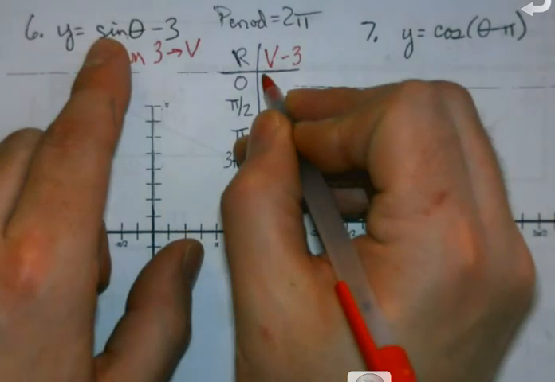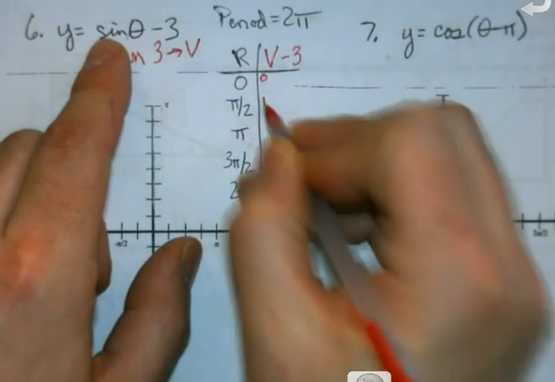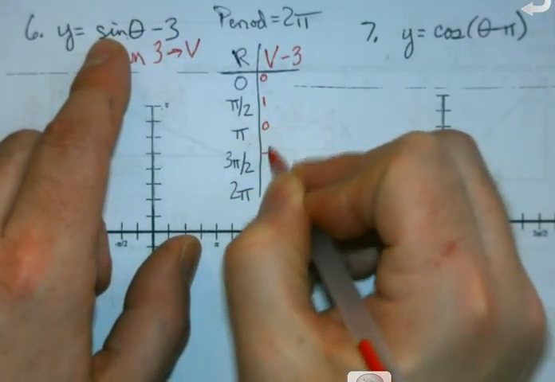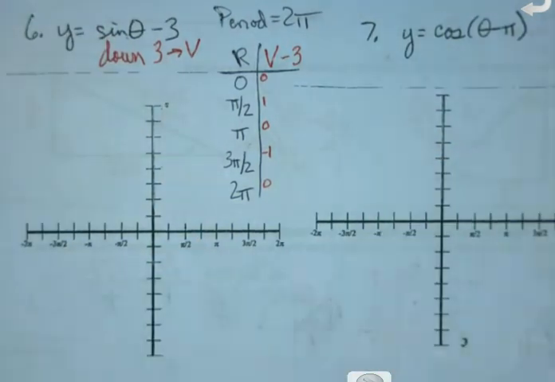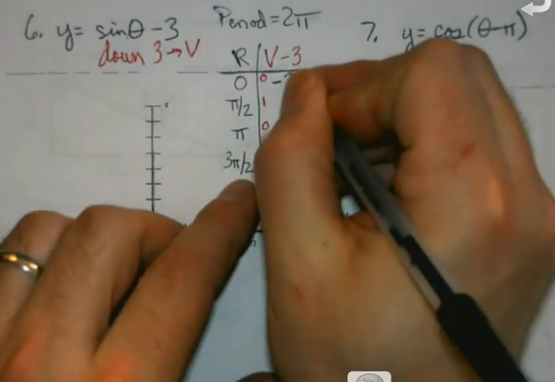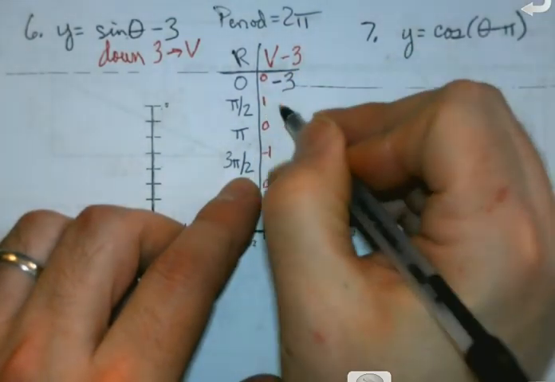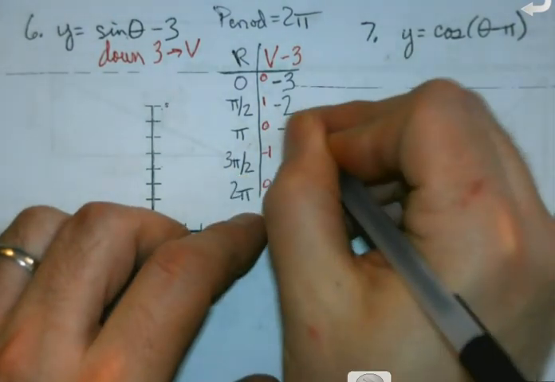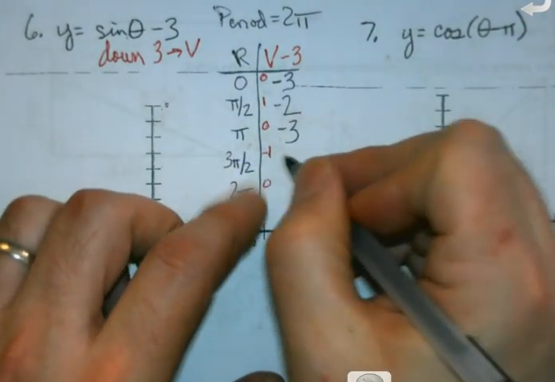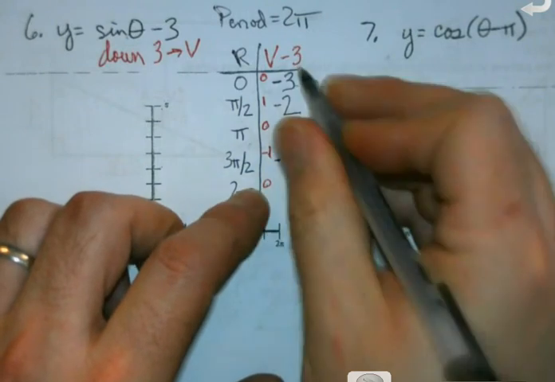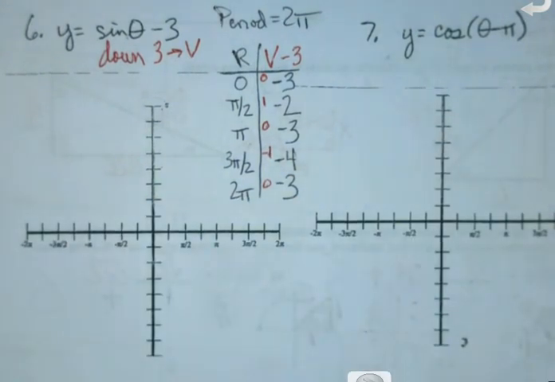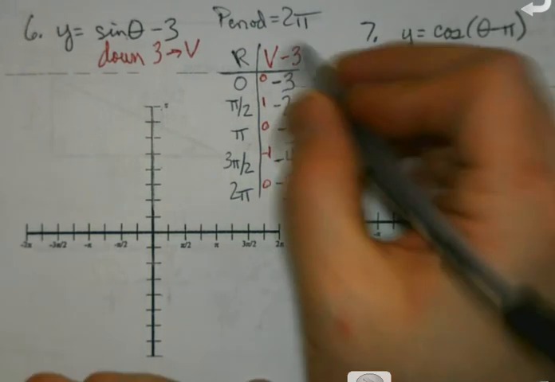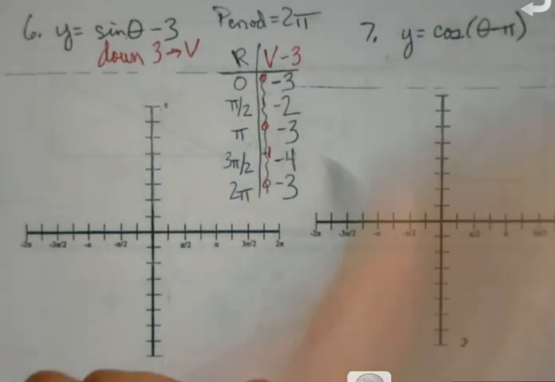If it was sine, which it is, normally that's 0, 1, 0, -1, 0. But I have to take 3 away from those because I'm shifting it downward. So -3, 1 minus 3 is -2. 0 minus 3 is back to -3. -1 minus 3, -4, and -3. And again, if I do draw these in here, I'm just going to scribble them out at the end, so I don't think about using them.